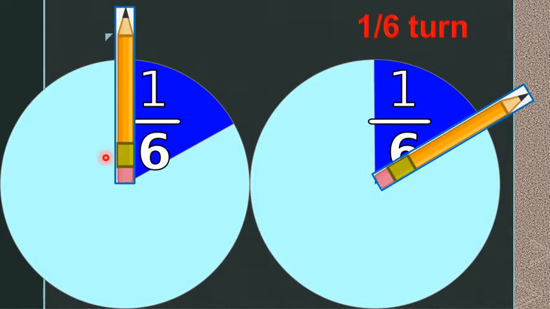Now see this figure with pencil point again pointing upwards. After giving 1/6 turn, we can see that the pencil point now points towards right upper side.